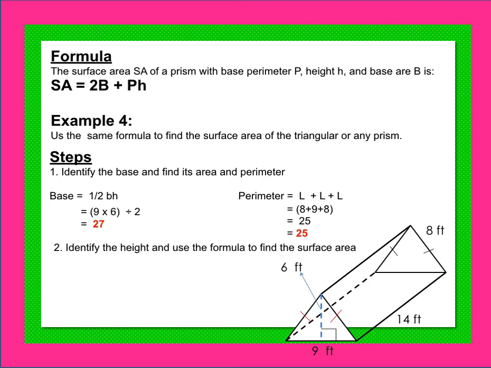Can you identify the height? It's not 6. Remember, it's the height of the 3D figure. 14. Circle those 3 pieces of information in your notes. 27 is the area of the base, the perimeter is 25, and the height is 14. Let's plug those into our formula. 2 times the area of the base, 27, plus the perimeter, 25, times the height, 14, and we get that 404, which we had before.